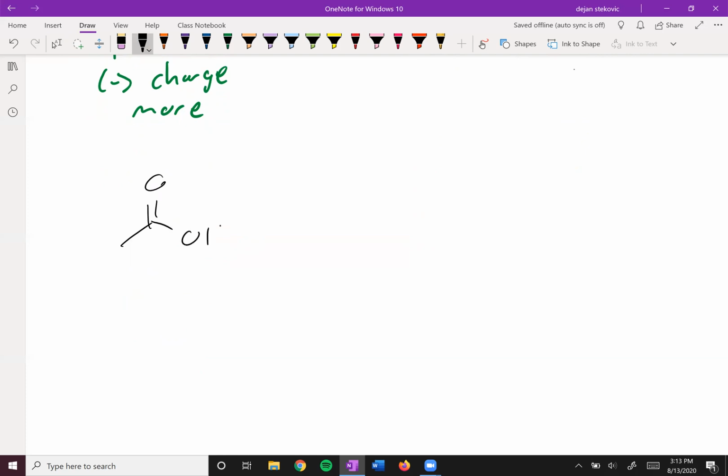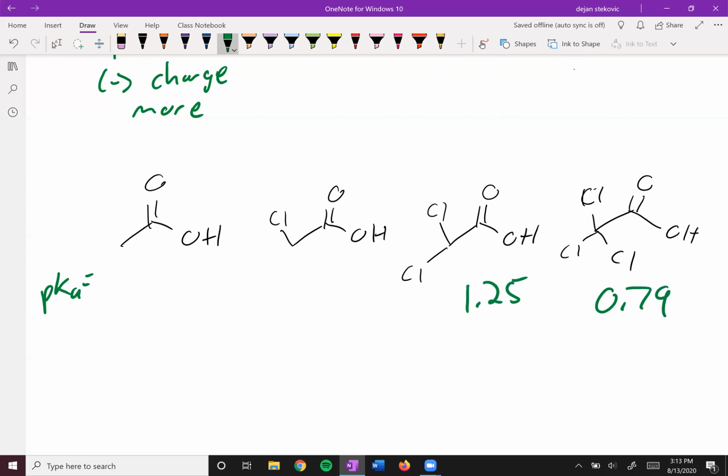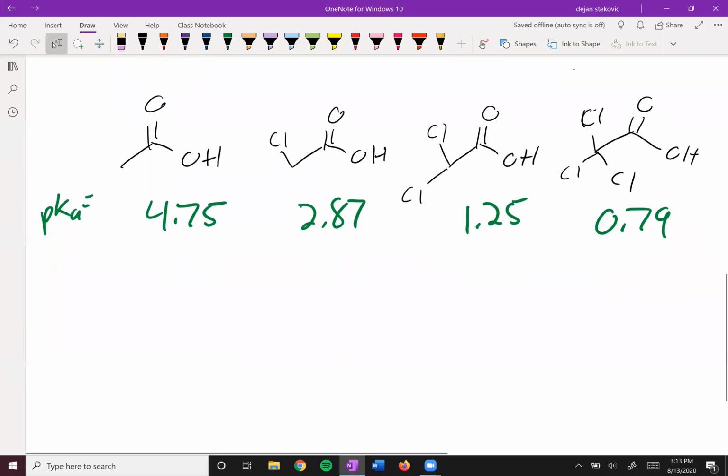A regular carboxylic acid, then substitute in 1 chlorine, substitute in another chlorine, and then substitute in a 3rd chlorine. And if we take a look at these pKa's, right, we would predict the one on the far right is the most acidic, and indeed it does have the smallest pKa. And when we start taking away these chlorines, start taking away this inductive effect, we get less and less acidic, right? And proximity does matter here.